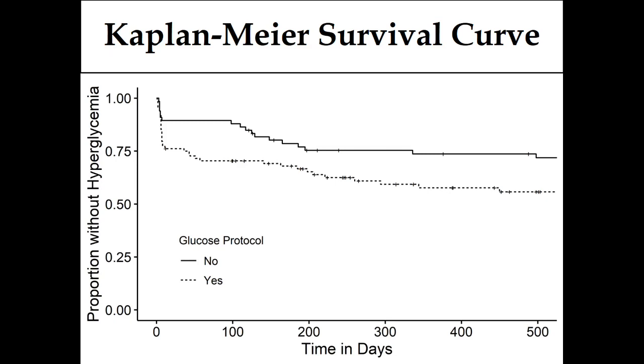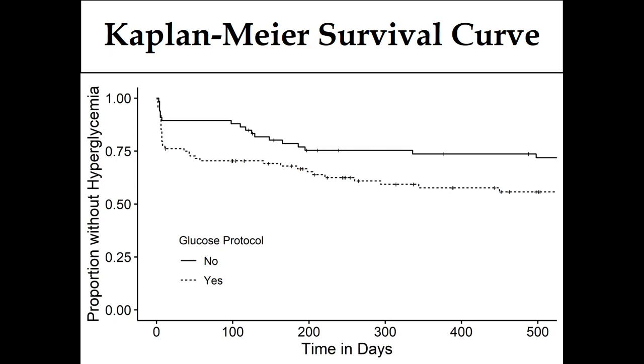Going all the way to the end, something like 25% of the patients got hyperglycemia, and I've stratified it by protocol. In the no protocol group, about 25% at the end had hyperglycemia, compared to maybe 40 to 45% in the protocol group. Just going all the way to that 500 days point. No patients developed hyperglycemia beyond 500 days, and that's why I cut it off there. So that's what those dips mean.